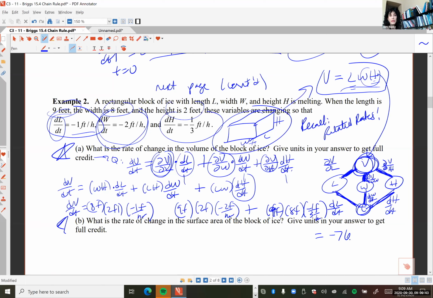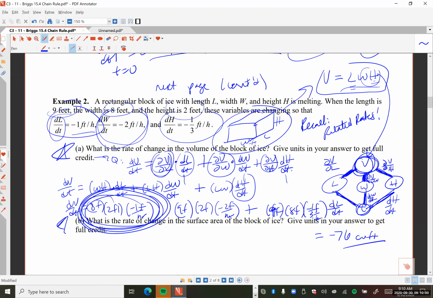What are my units? Feet per hour? Careful. Look at one of the terms. You notice I'm multiplying feet times feet times feet per hour? Cubic feet per hour. I almost said cubic hour. Uh-oh. No cubic hours here. But that would be a nice concept. Okay, so I'm done with letter A. Thank you very much. Does anybody have a question? I'm good. Okay.